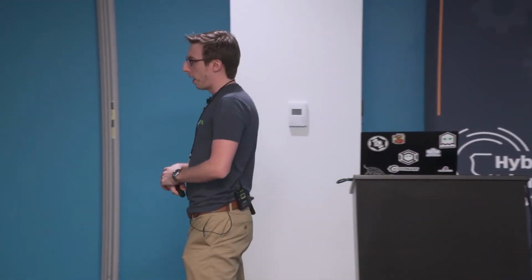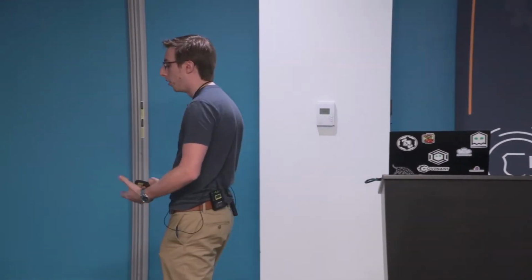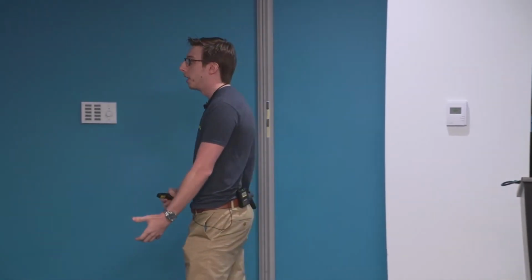So default group policy favors convenience over security. Whenever you install Windows Server and you install Active Directory and get everything going, the default group policy is not secure by any means. And as we all know, security is the complete opposite of convenience. If your password is super hard and long to remember, it's going to be a lot more secure, but it's also a lot less convenient.